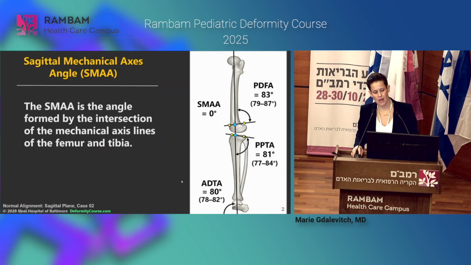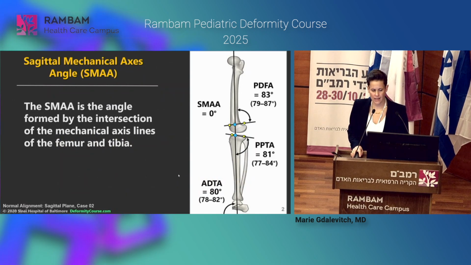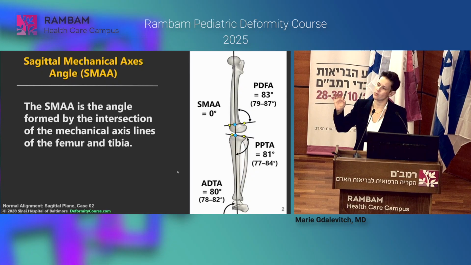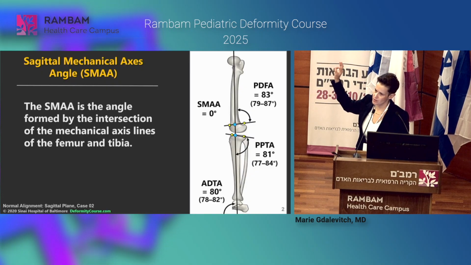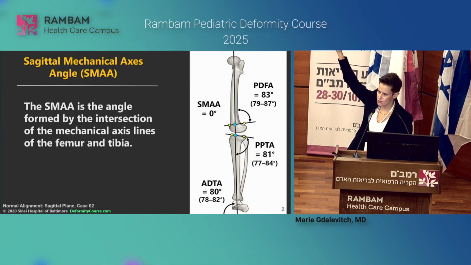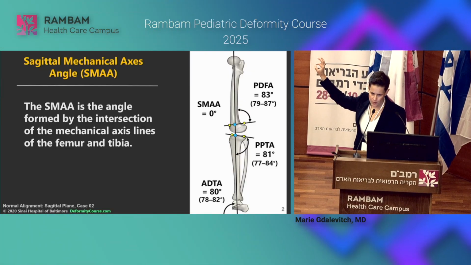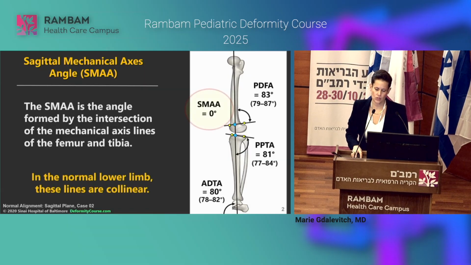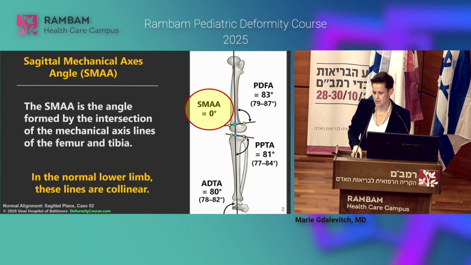So the SMAA, the sagittal mechanical axis angle, is the angle that forms with the intersection of the mechanical axis lines that we just learned to draw for the femur and the tibia. So you're going to draw your line from the center of the femoral head to the 1/3 mark for the femur, and the line from the 1/5 mark from the tibia to the center of the ankle. And those lines, where they intersect, should be 0. They should be collinear. That's a normal mechanical axis.